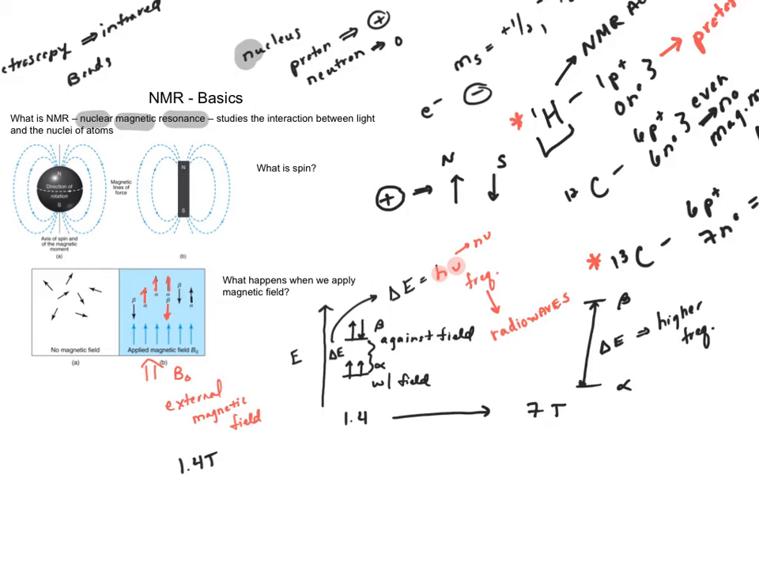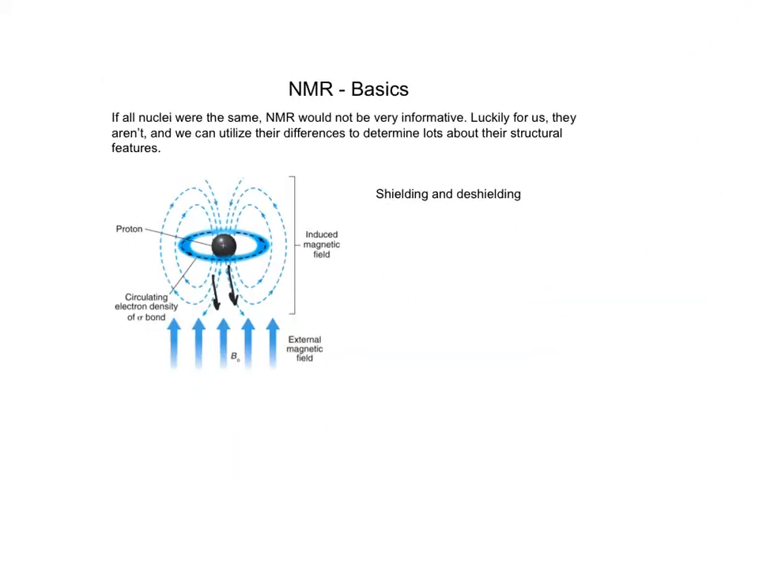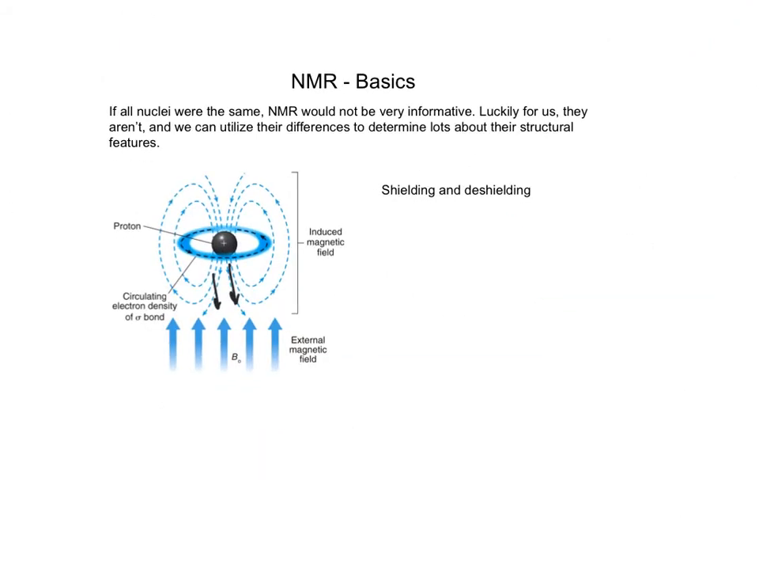Now, that was a sample of just hydrogen nuclei. We haven't even gotten to the point where we're dealing with things in a compound. If all hydrogen nuclei reacted the exact same way, in the exact same environment in compounds, then NMR would not be very useful. Because if all hydrogen nuclei felt the exact same field strength, all we would get is one radio frequency at which we would absorb light.